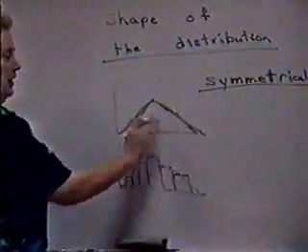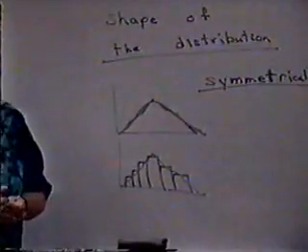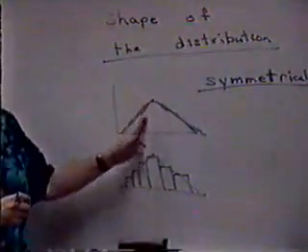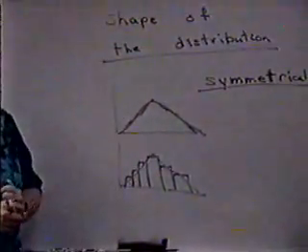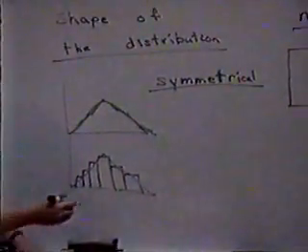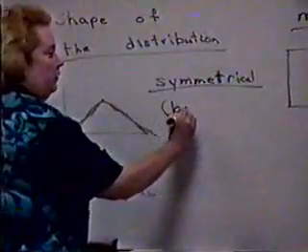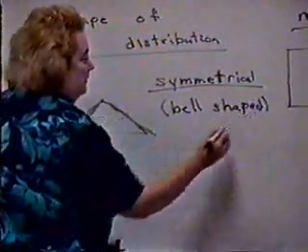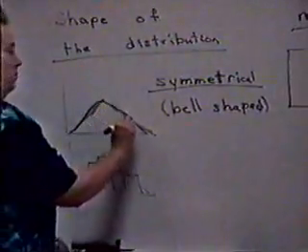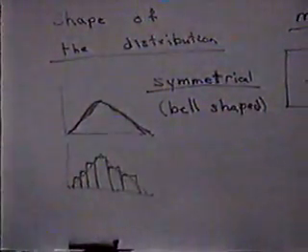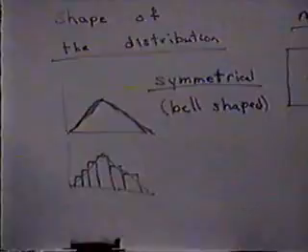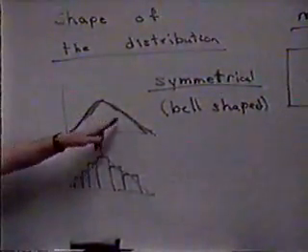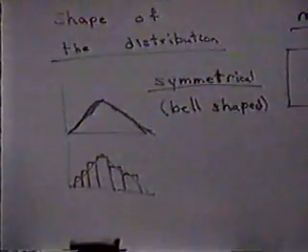The symmetrical shape, if you picture either a histogram or a polygon, means that if you fold it in half, it would be the same on each side. Symmetrical is also sometimes referred to as bell shape, a little bit like a big bell. The thing they really remember is the symmetrical part of it. If you fold it in half, you have the exact same picture on both sides.